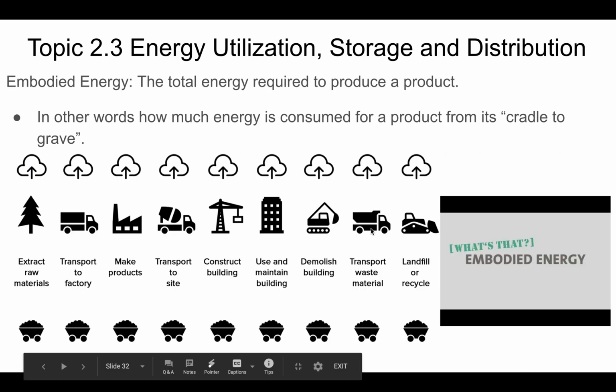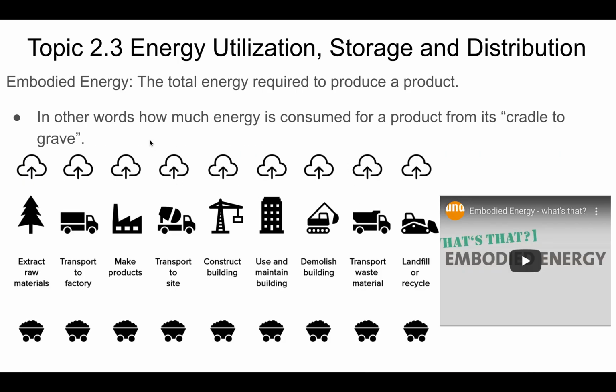Okay, so here we go. We're moving on. The total energy required to produce a product is what we call embodied energy. And this is really this idea from cradle to grave. You just have to think through the entire life cycle. So we're talking extraction, transport, making the product, transportation to the site, construction, maintenance, demolishing, transport of waste, all the way back to its grave. And this could go for any product, right? In this case, they're talking about buildings, but it could be for anything.